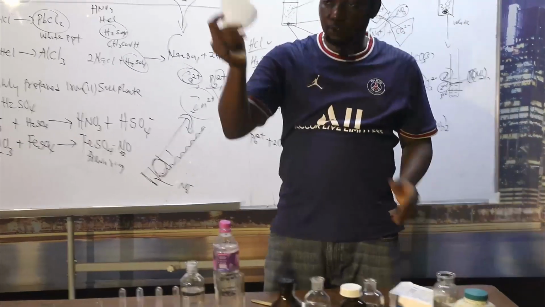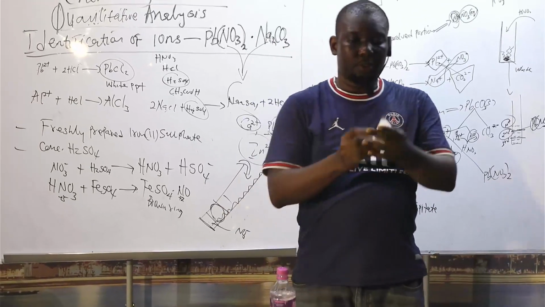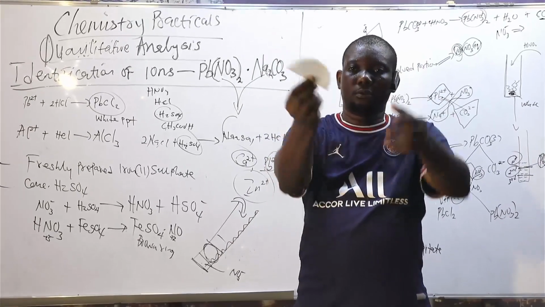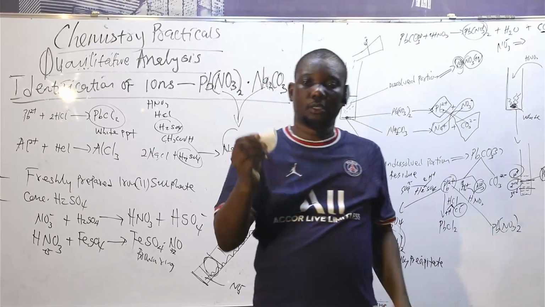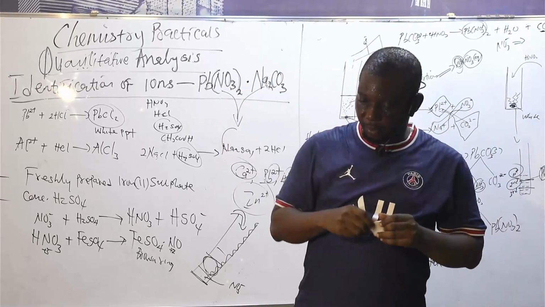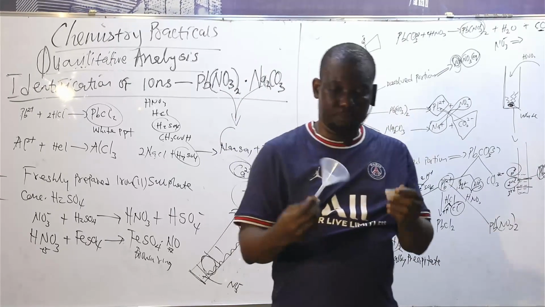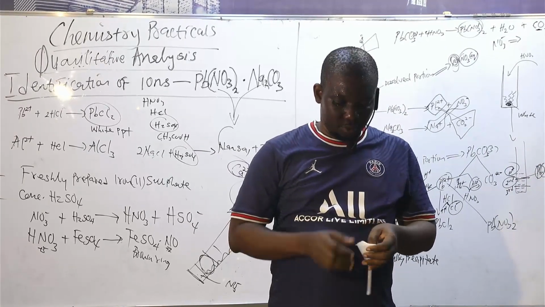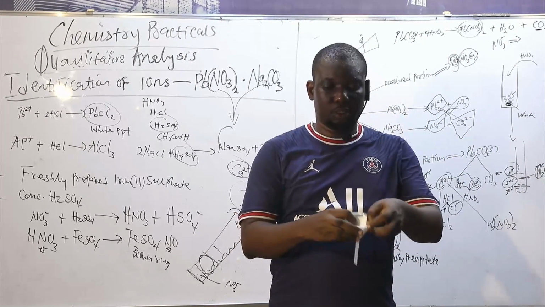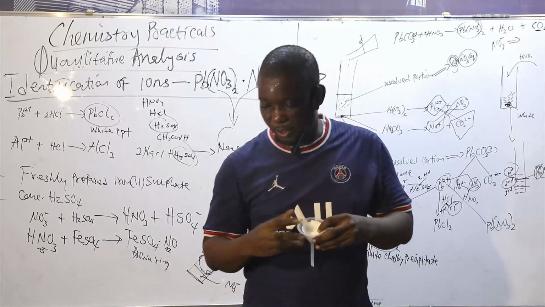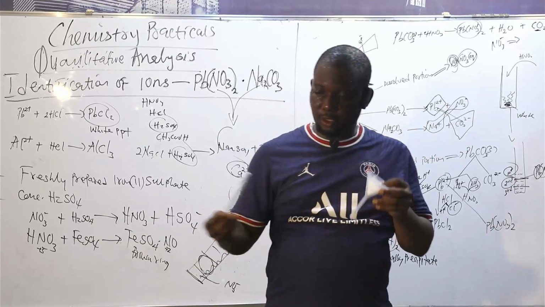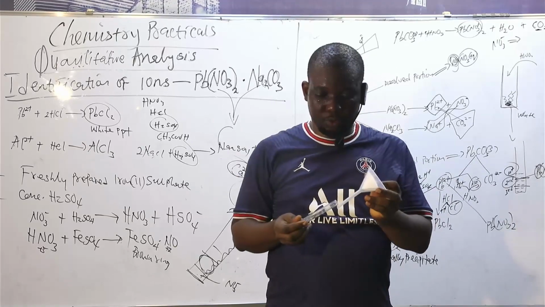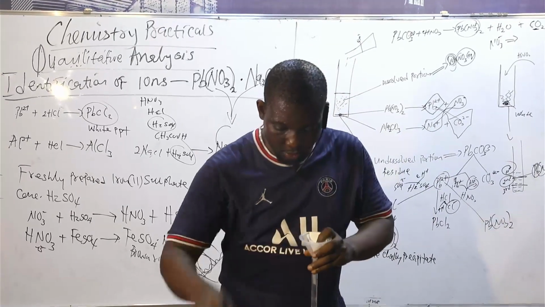This is filter paper, and how to use filter paper is you take it to this shape and then take it back to this shape, a kind of funnel shape. Make it assume the shape of a funnel, and then to the next clean test tube you now decant.